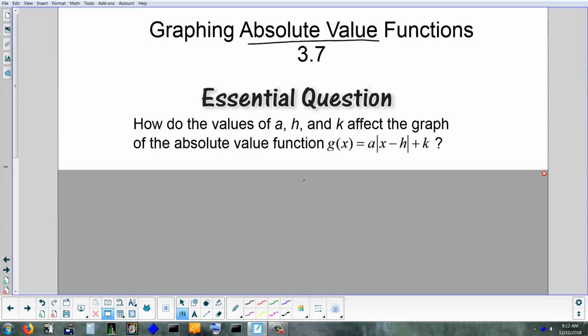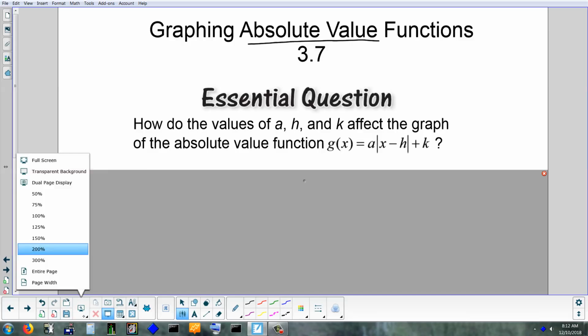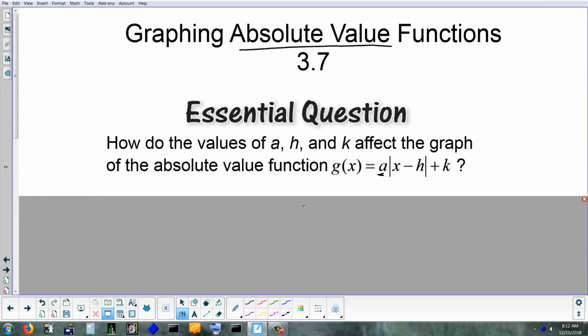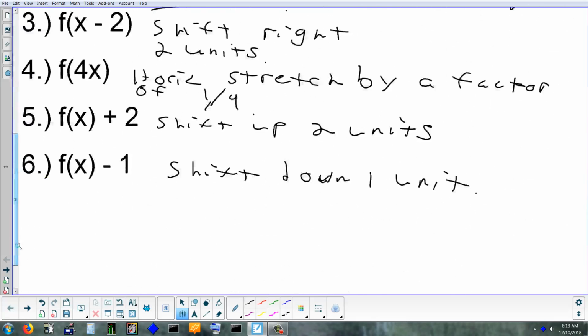So I think you could probably already answer that question, hopefully. Let me make it a little bigger in case you can't see it. If you look at the A, the H, and the K, each one of those letters would do something different. Does anyone remember, when you add or subtract on the end, what does that do? Which way does that shift your graph? Left. Nope. Inside is when it shifts left or right. Outside would shift what? Up, yeah, up or down. So K is going to move things up or down, just like it did in warm-up problem number 2.